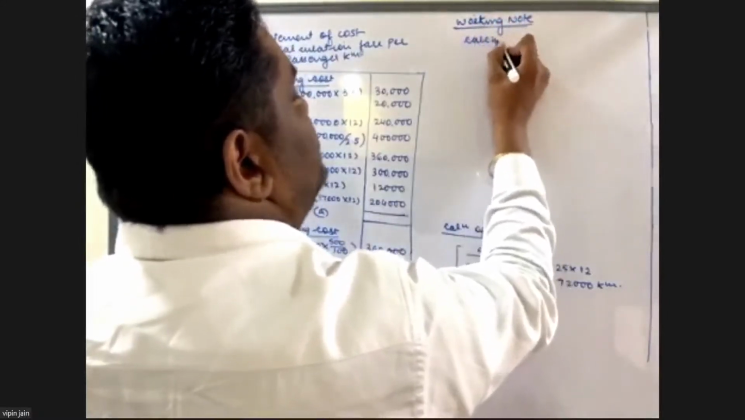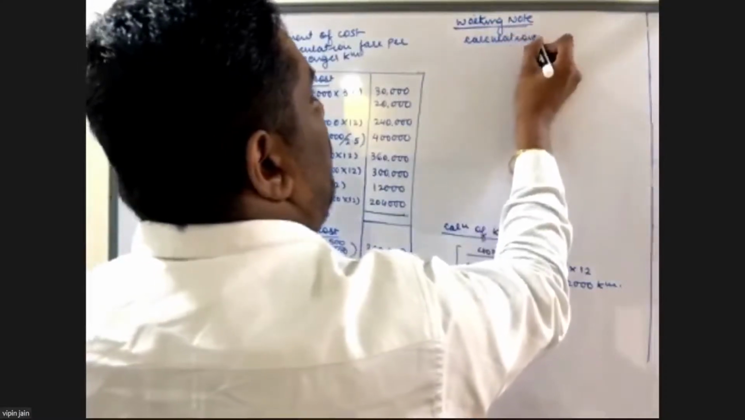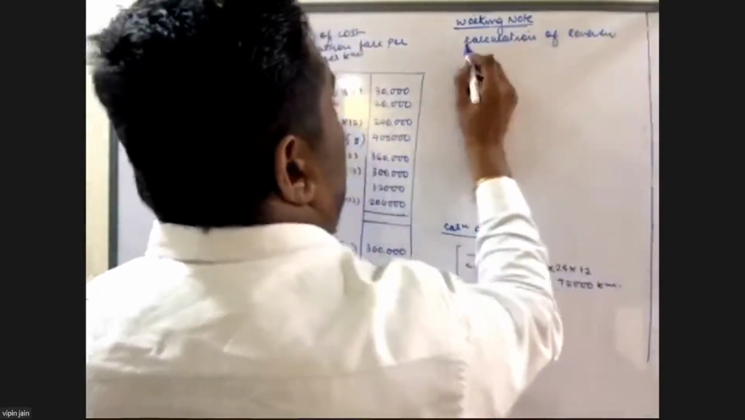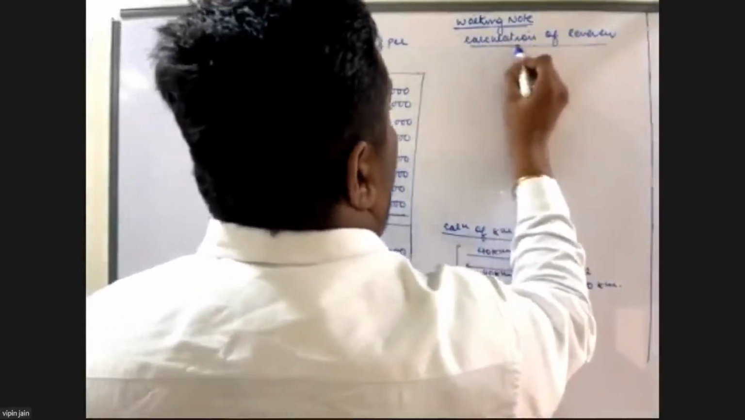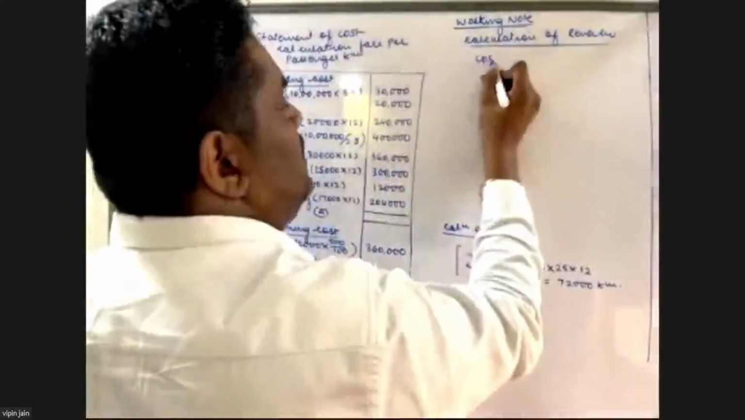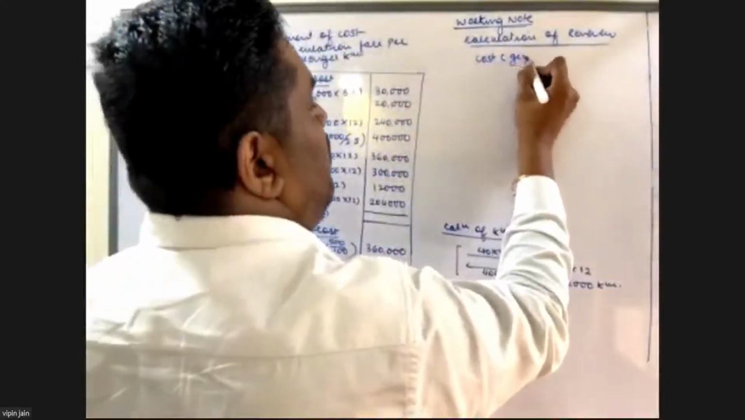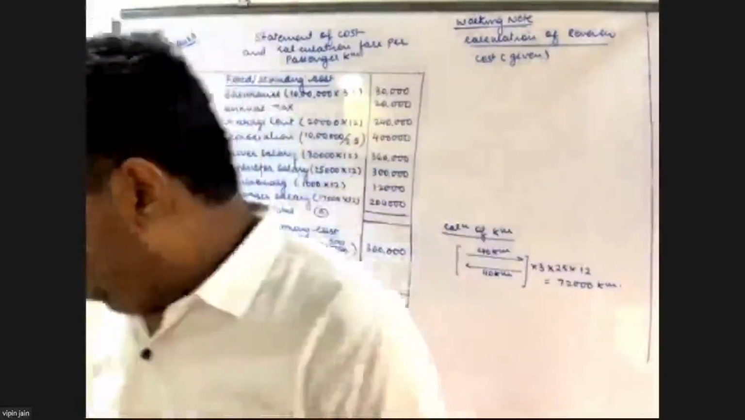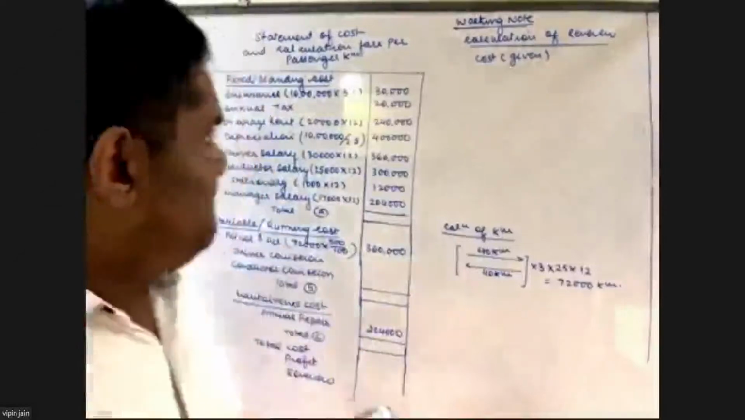That is calculation of revenue. Now, the cost given. The given cost is how much? Let's calculate the total cost that is given.